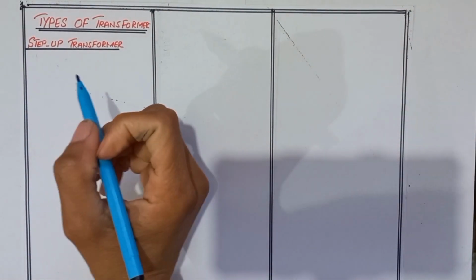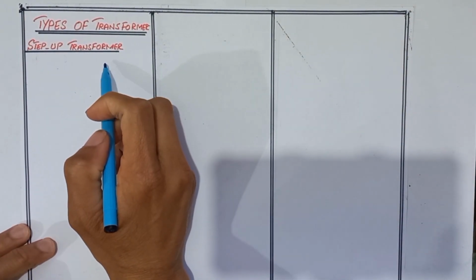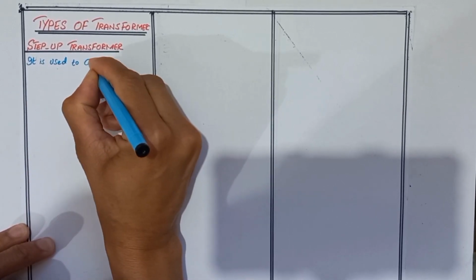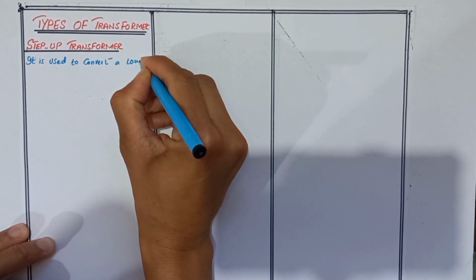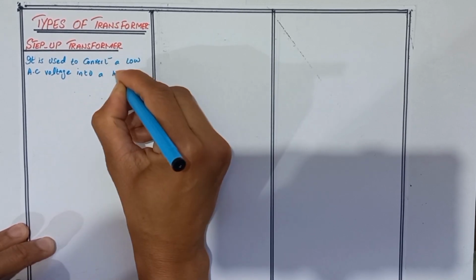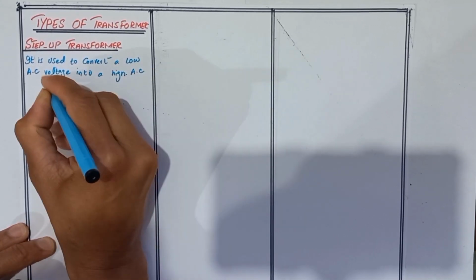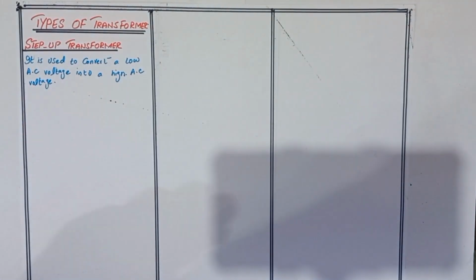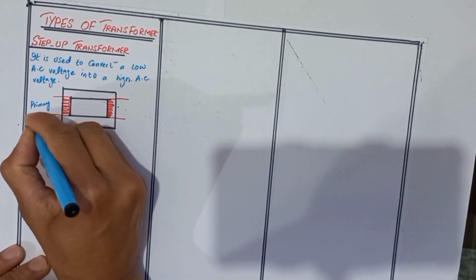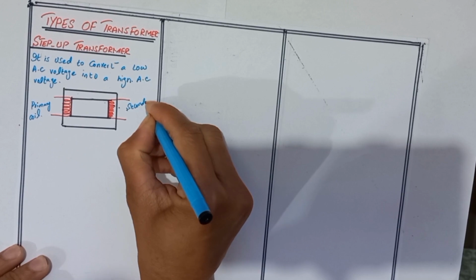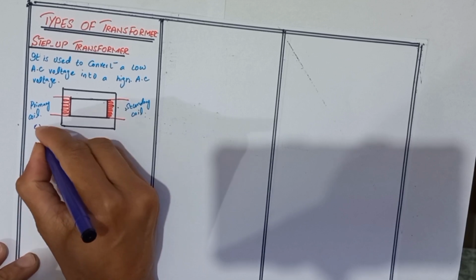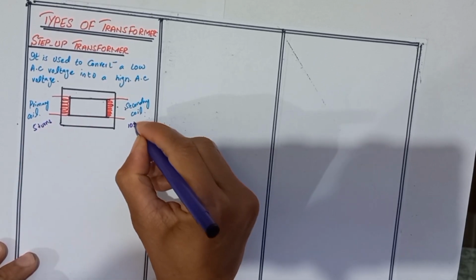Now we discuss the types of transformer. First we discuss the step-up transformer. A step-up transformer is used to convert a low alternating current voltage into a high alternating current voltage. In a step-up transformer, the number of turns in the primary coil is less and the number of turns in the secondary coil is greater. Let's suppose the number of turns here is 5 turns, and here 10 turns of coil.